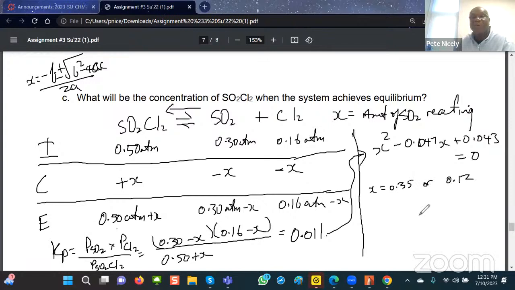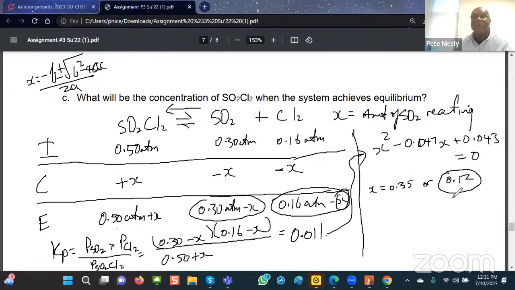Now, the thing is, only one of these values would be valid. In order for us to figure out which one it is, all we have to do is look at here and here. Obviously, whatever the x value is, it must be less than these two numbers, because you're subtracting x from each of these, and you cannot have a negative pressure. The pressure must be positive, which means that x must be less than 0.16 and 0.30. So the answer here is that x must be equal to this, right? Because between these two numbers, this number here is less than 0.16.